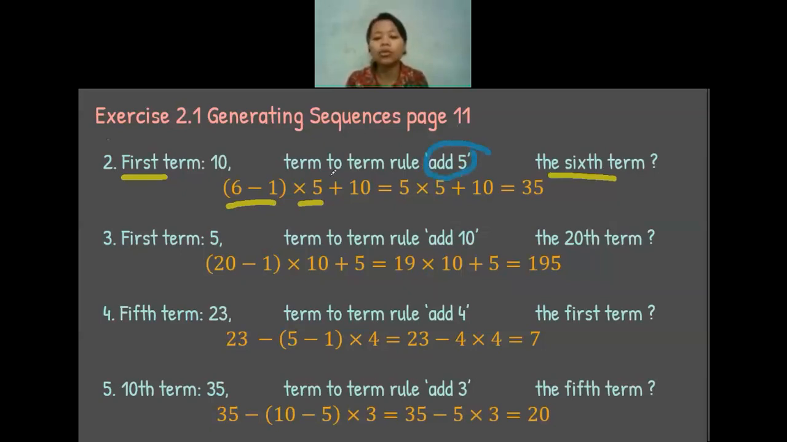After that, I do addition or subtraction with the term given. The given term is 10. The first term is 10. That's why if I want to find the next term, it will be bigger. Oh, that's why I need to do addition in here. 5 times 5 plus 10, which is equals to 35.